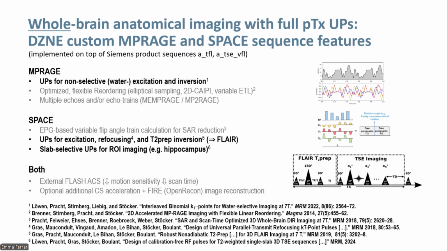So summing up the anatomical sequences that we have developed in the project, or in the 2 projects, we have the MPRAGE with universal pulses with or without water selective excitation and inversion. It features also more techniques like elliptical sampling and CAIPIRINHA. Also, you can have multiple echoes or 2 inversions if that's really needed. And the SPACE sequence, as I said, has either non-selective or SLAP selective variation. And also it includes a T2 prep inversion, so that we have a fluid attenuated inversion recovery sequence, FLAIR.